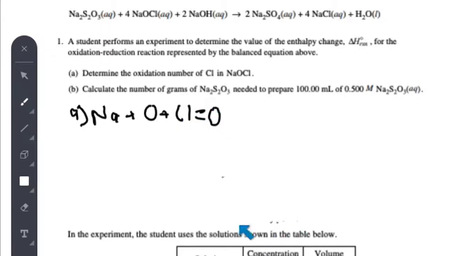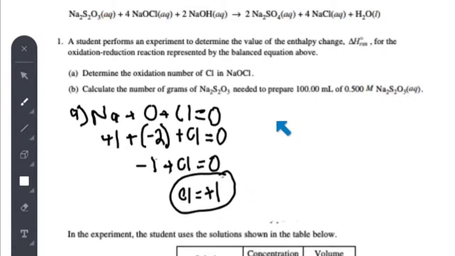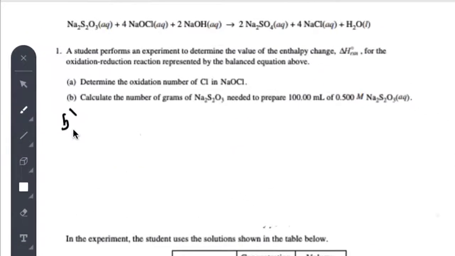Therefore, we know that the charge of Na plus oxygen plus chlorine has to equal 0. Okay, there's only one of each, so the charge of sodium is +1, plus the charge of oxygen, which is -2, plus the charge of chlorine is equal to 0. Those put together are equal to -1 plus Cl is equal to 0. Therefore, the charge of Cl is equal to +1. There's your answer. All right, option B.